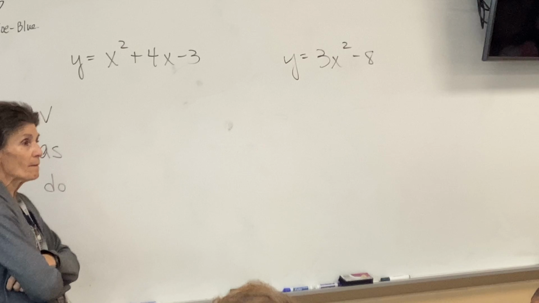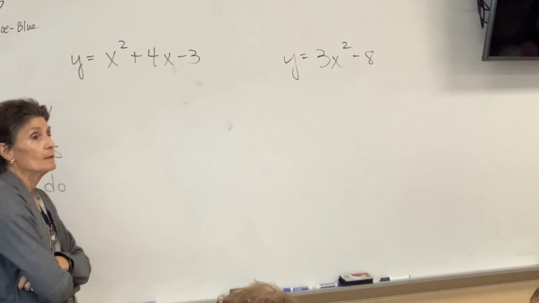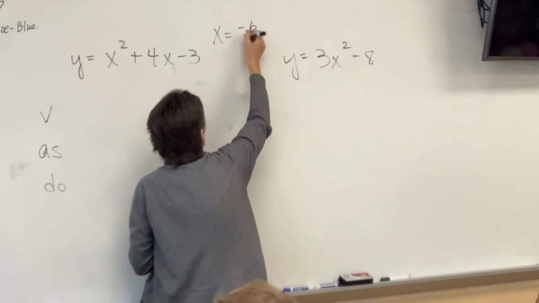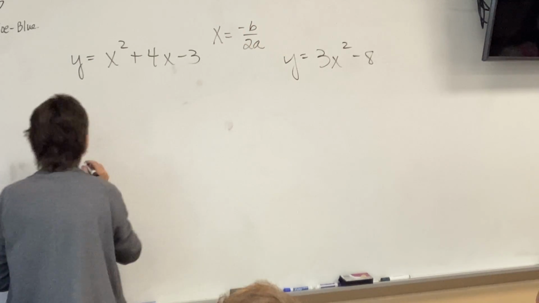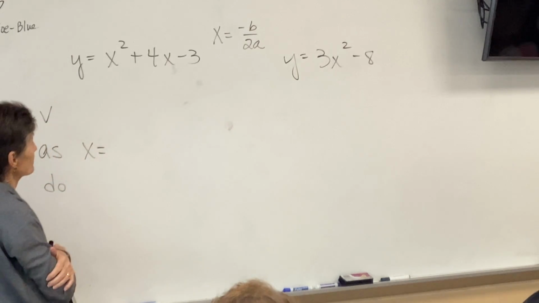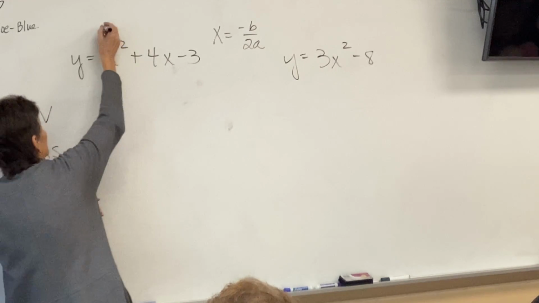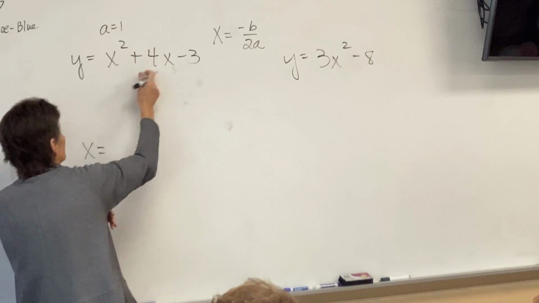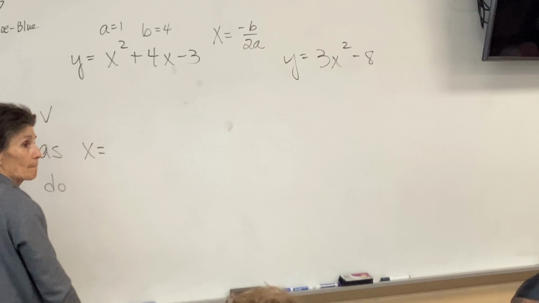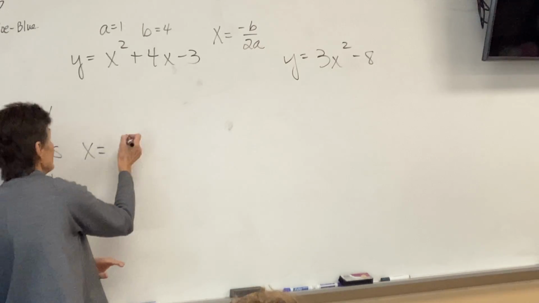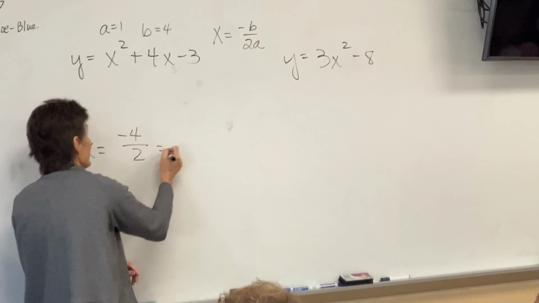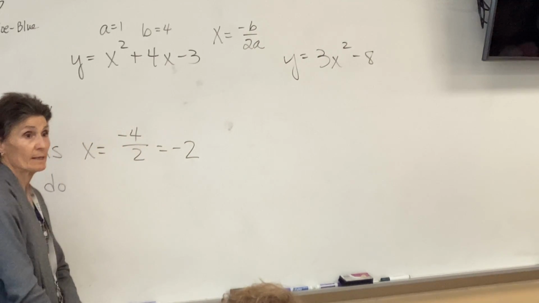All right, give me numbers. X equals negative b over 2a is how I find my axis of symmetry. So our axis of symmetry, A is 1, B is 4. So negative b over 2a's, I got x equals negative 2.